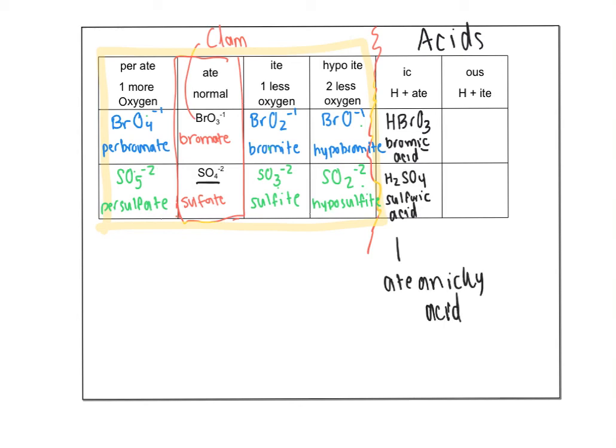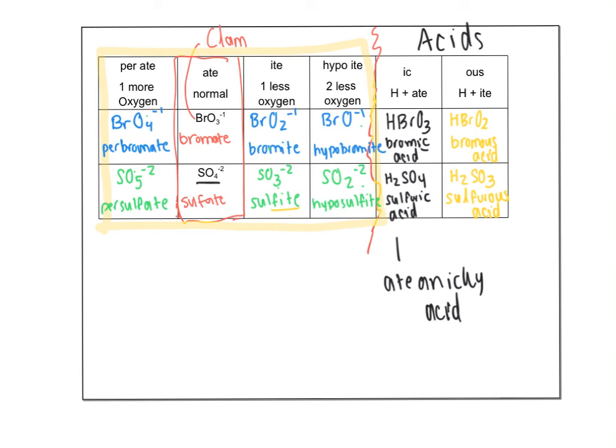Okay, if we make an acid out of the ite polyatomic, so we bond a hydrogen with the ITE polyatomic, this would be HBrO2, and it would be bromous acid. So we change the ending to OUS. And then this one would be H2SO3 because the ite polyatomic is SO3. And this would be sulfurous acid.